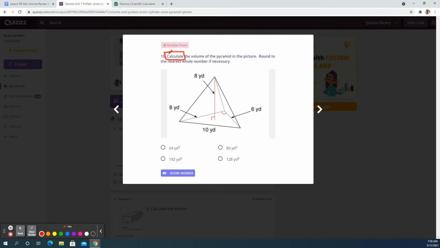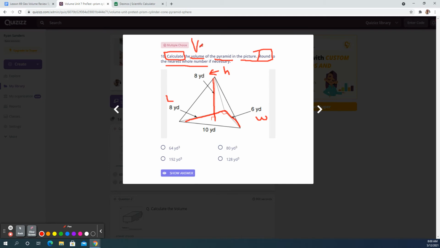Calculate the volume of the pyramid in the picture. Round to the nearest whole number if necessary. Same kind of problem. Now that we've seen it, we can see that this and this are the part of the triangles that we need, and this right here is our height. This would be our height of the pyramid. This would be our length or base of the triangle. This would be the height of the triangle, or we're calling it width for our formula.